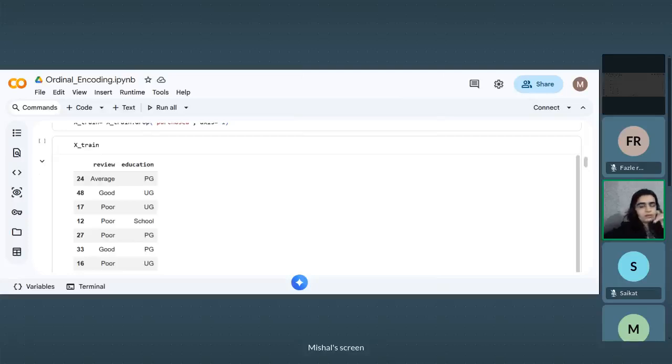So whenever we need to apply an encoding technique, we apply it column wise. It is not like X train or Y train. In the Y train, we just have a single column. That's why we are applying it on Y train as a whole.